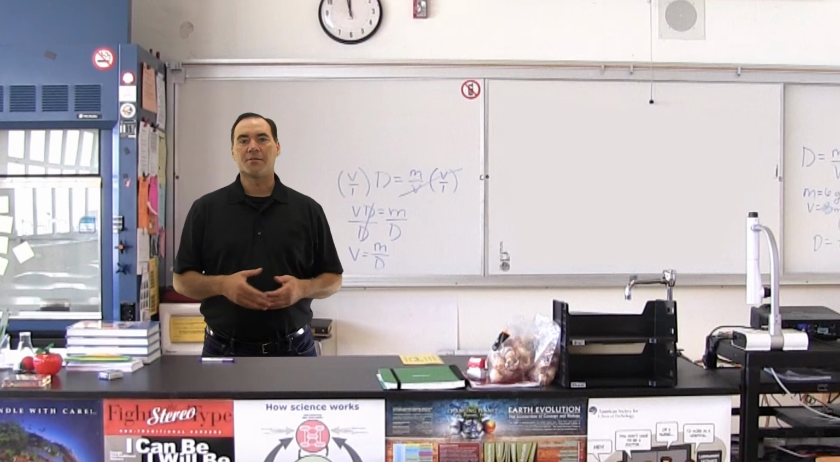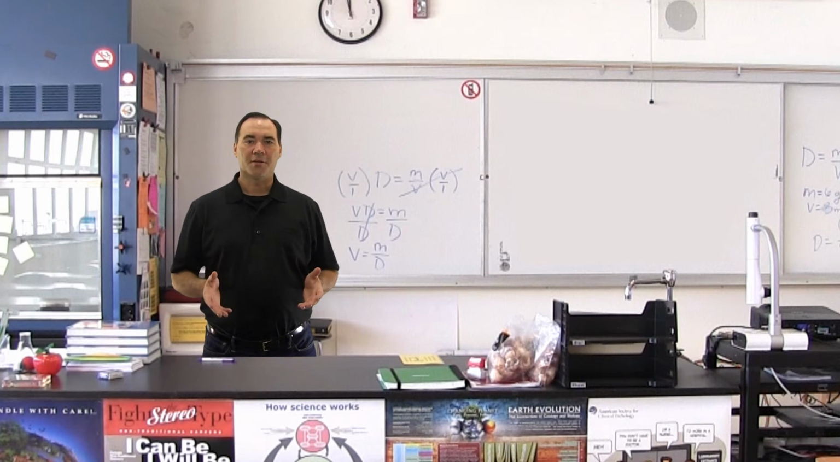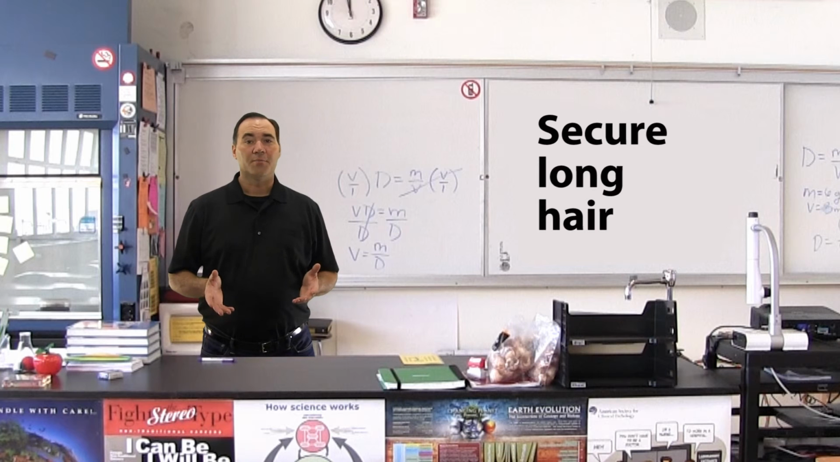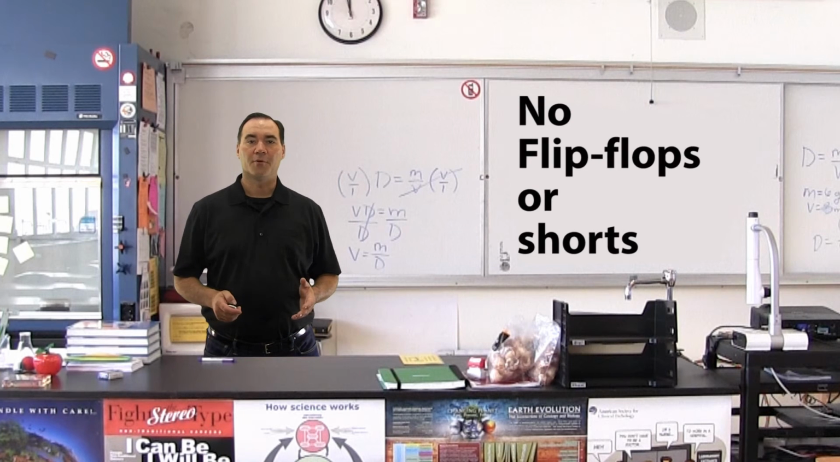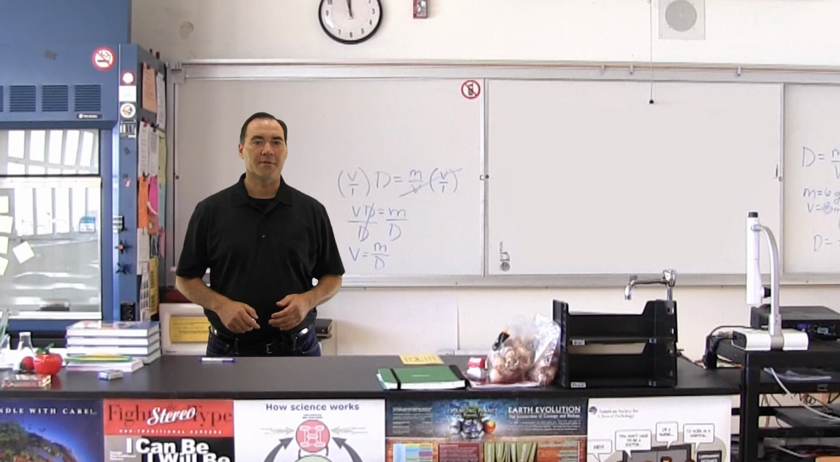Long hair and loose clothing should be put up and secured out of the way. It can catch fire, block your vision, knock things over, and even fall into flasks. Flip-flops and shorts are not good attire for working around chemicals. You should always wear clothing that covers as much of your body as possible to prevent contact with chemicals.